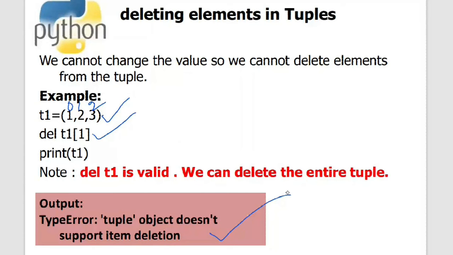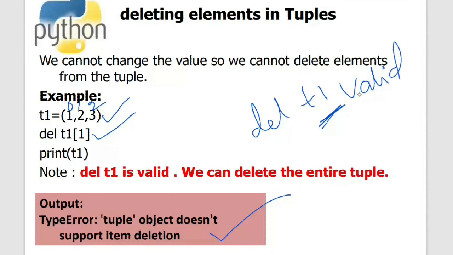But if you want to delete the entire tuple, like say I'm saying del T1, because T1 is the entire tuple, this is possible. Deleting the entire tuple is valid, but deleting a specific item in a tuple is not valid. You'll be getting a type error if you try to delete a particular item from the tuple. So this is regarding deleting elements in a tuple.